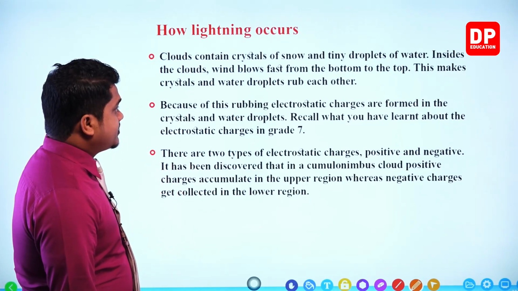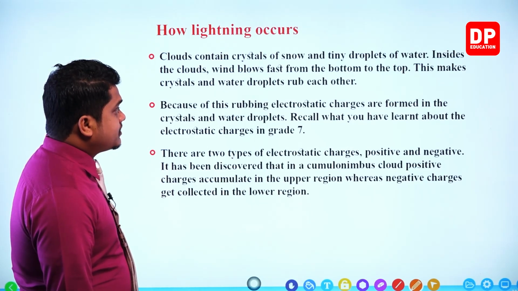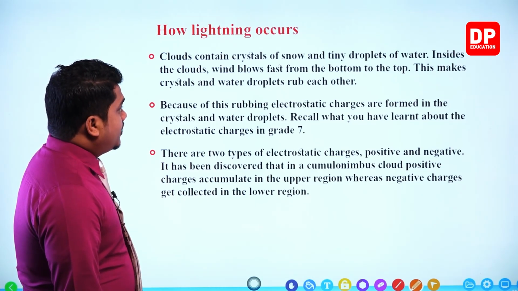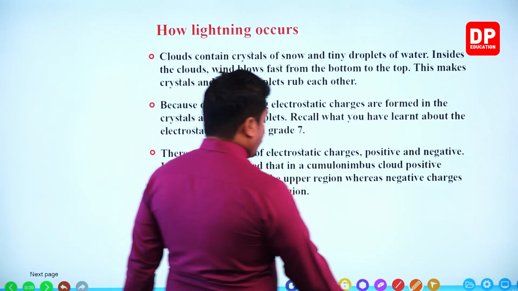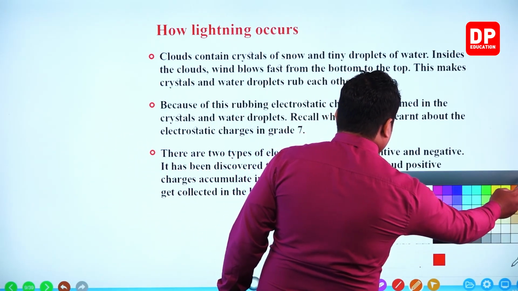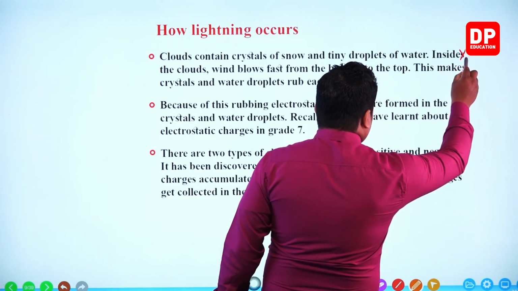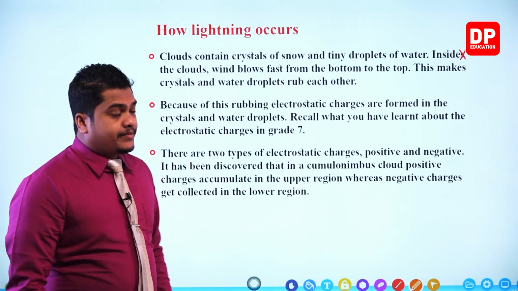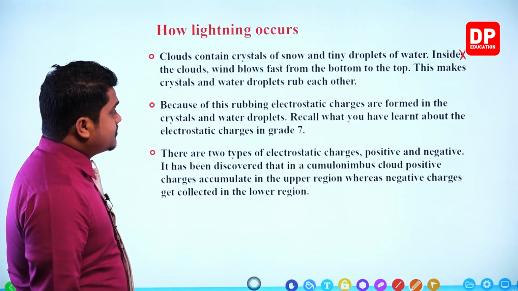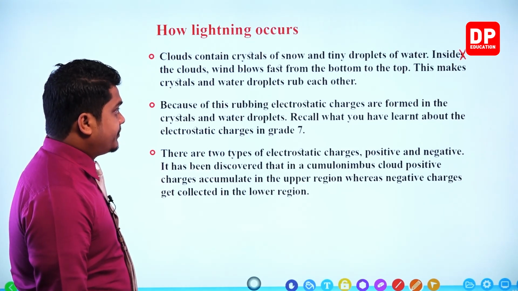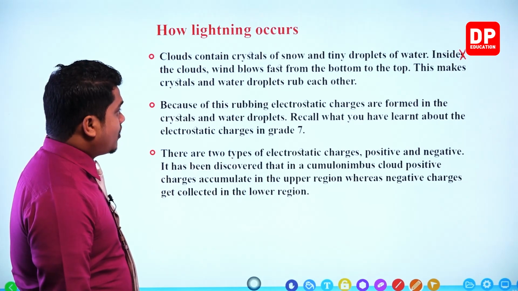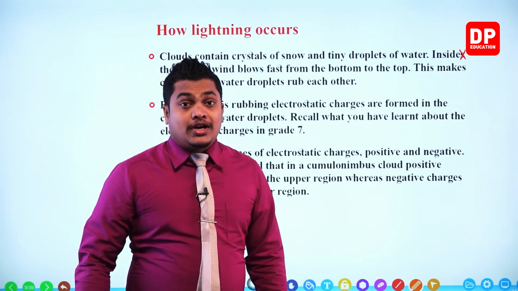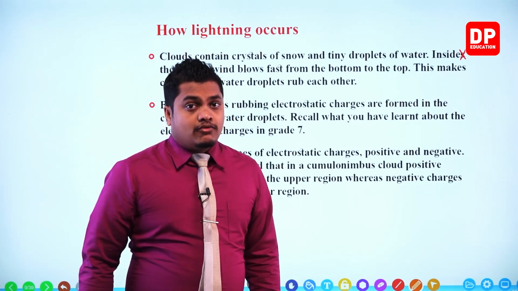Clouds contain crystals of snow and tiny droplets of water inside the cloud. It should be inside; in your textbook also it is mentioned as inside. So inside the clouds, wind blows fast from the bottom to the top. This makes crystals and water droplets rub against each other. Now it's given how static electrical charges get generated within the clouds, my dear children.